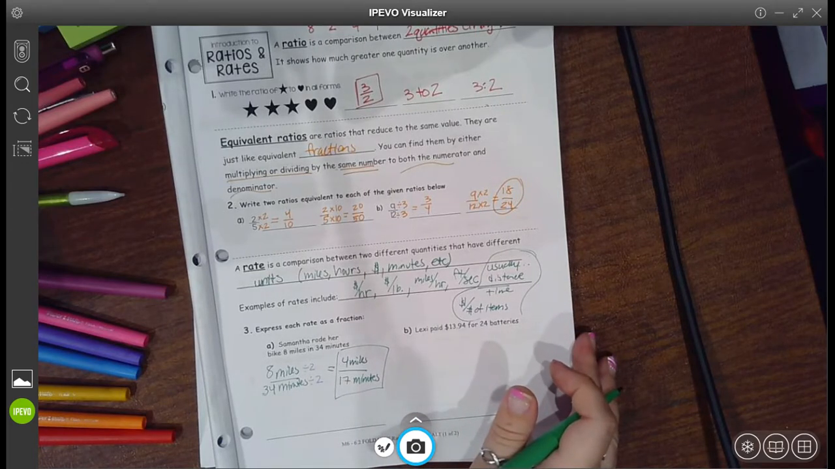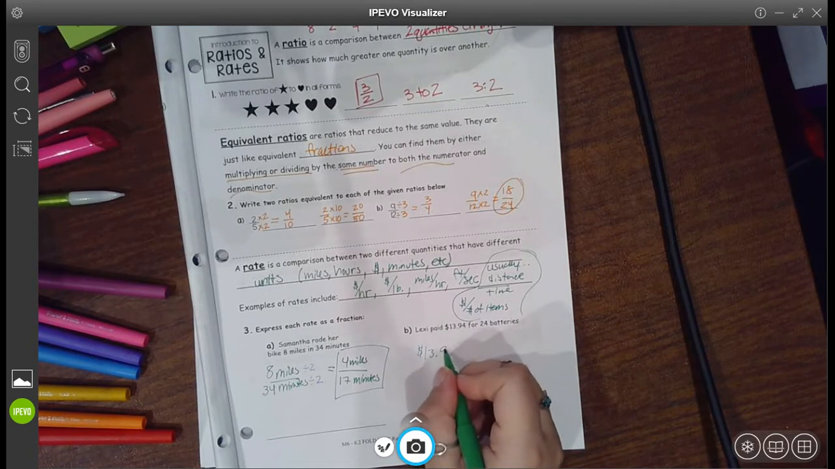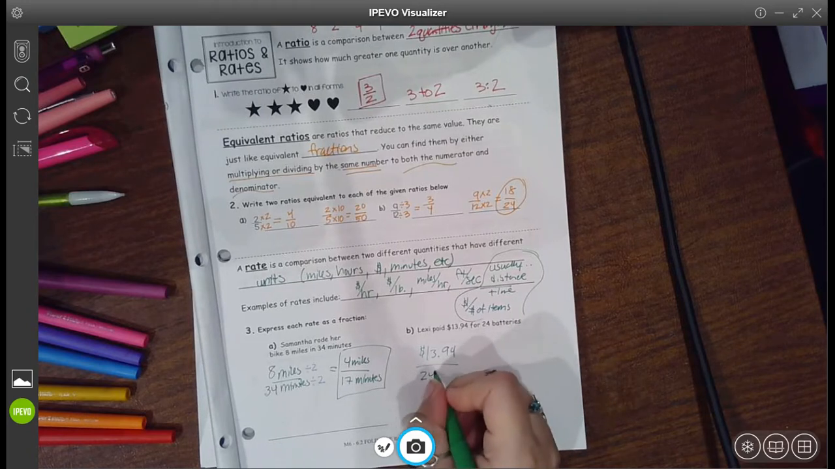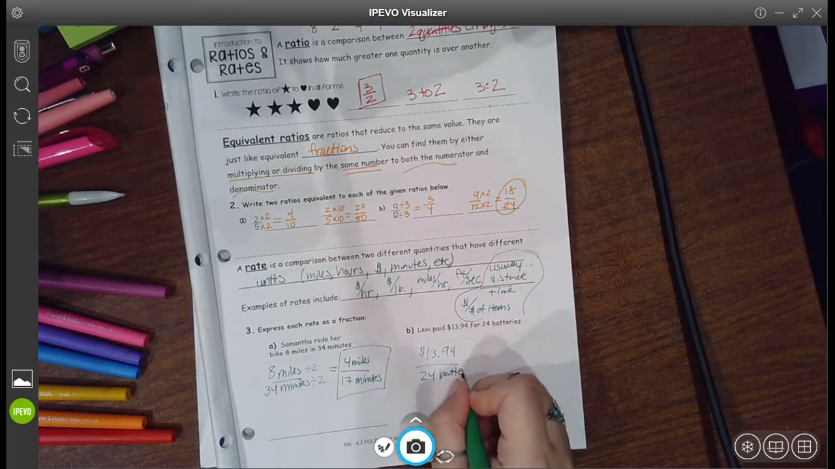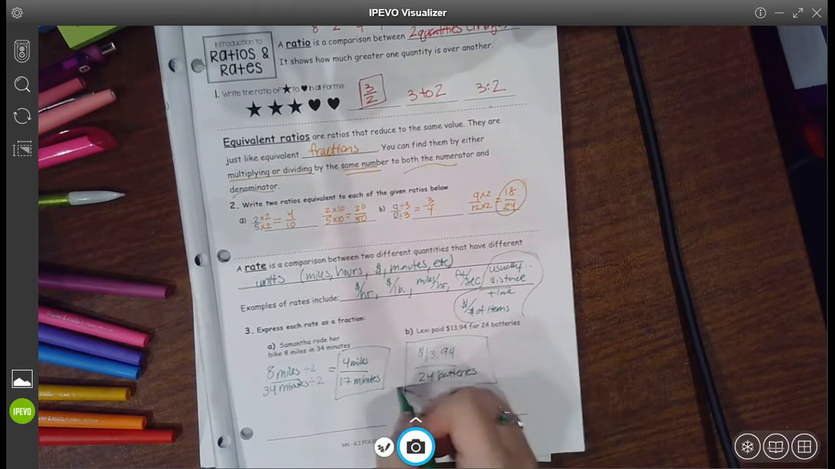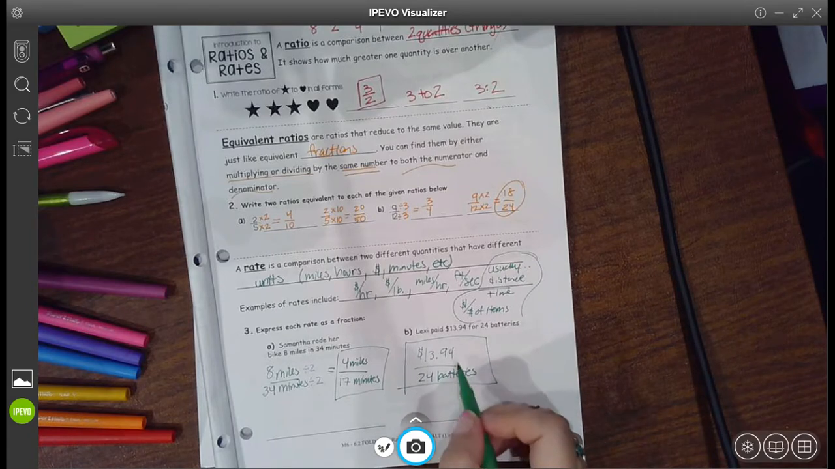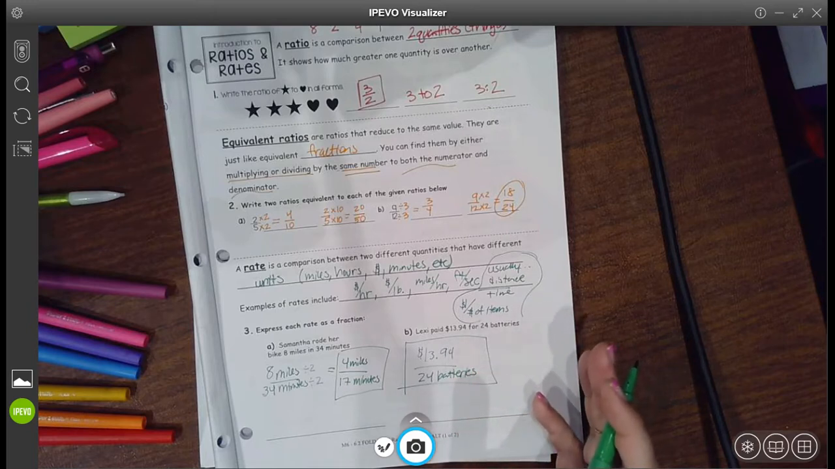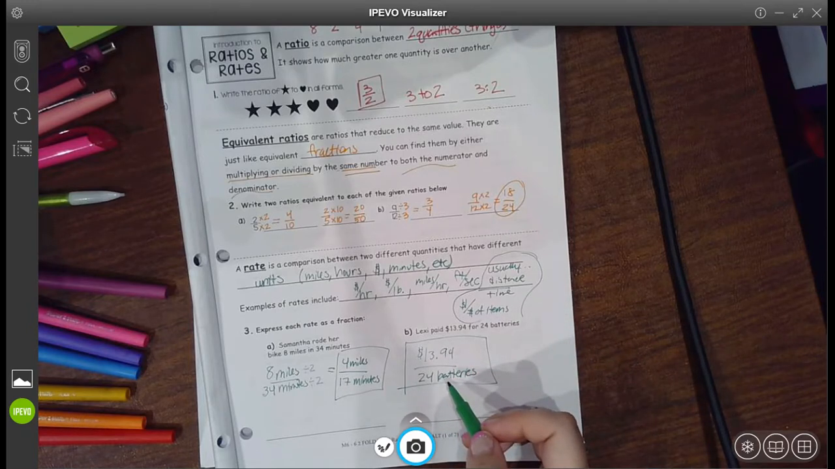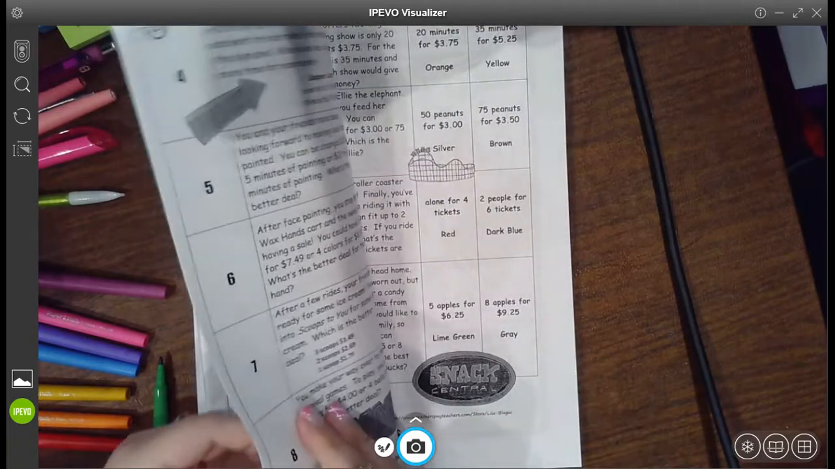Okay. The next one says Lexi paid $13.94 for 24 batteries. So $13.94 for about 24 batteries. And I mean, we don't really need to reduce that one. You could reduce it by 2, but whatever. We'll just leave it like this. So this is me writing it as a fraction. It didn't specify lowest terms, so fine. We'll just say that this is the rate. You paid this much money for that many items. Okay, let's get a little bit tougher here.